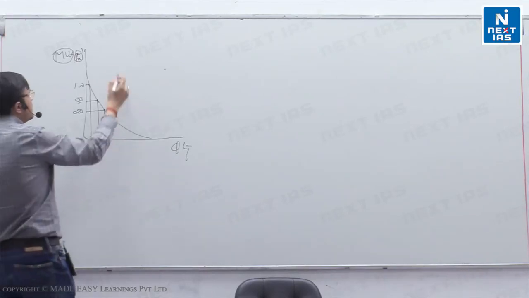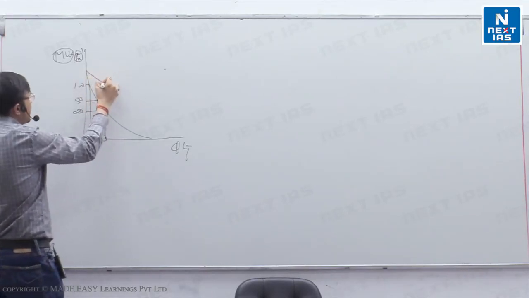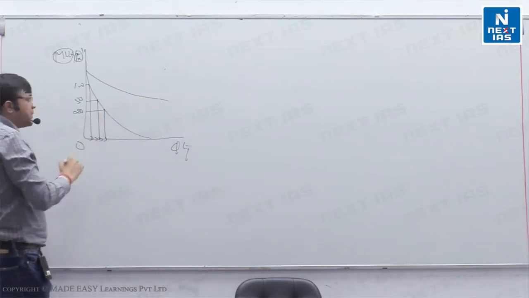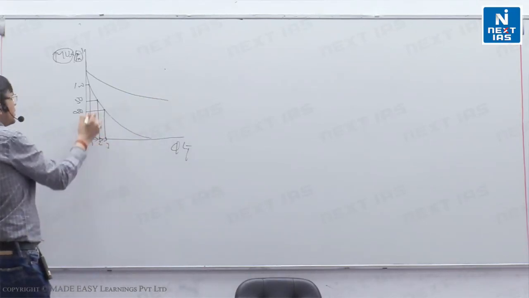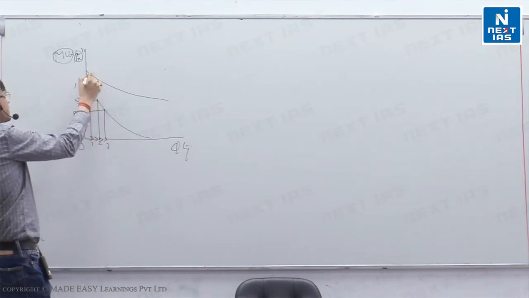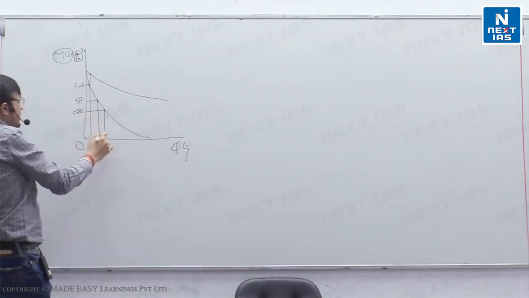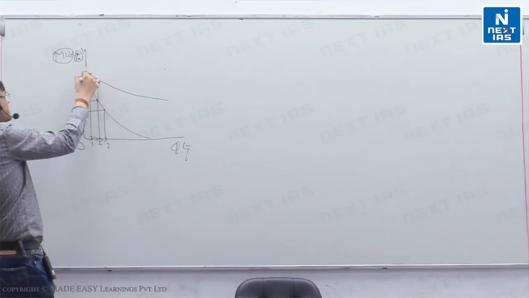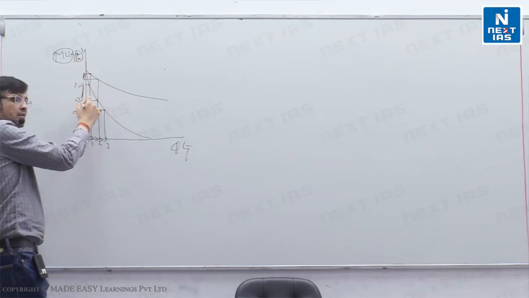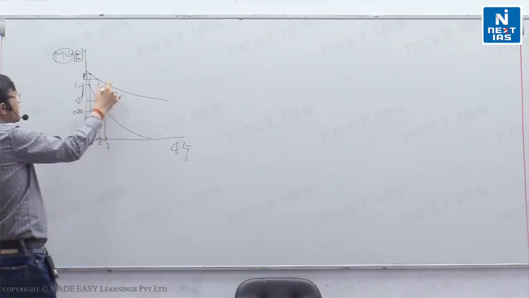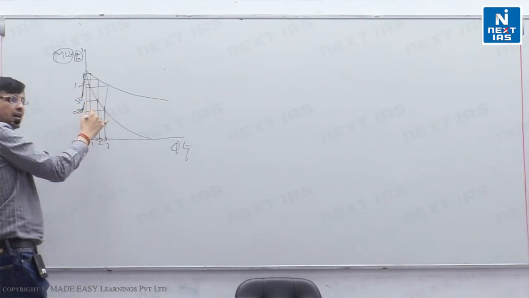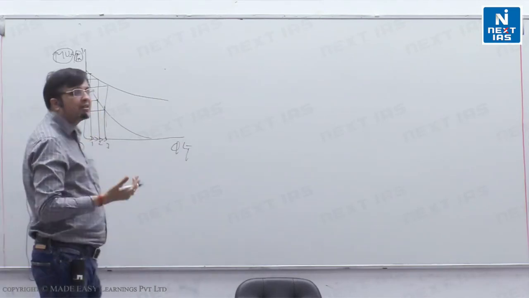On the other hand, if in the same place I draw a flatter curve, then that means that on the first unit, my MU was still relatively higher. On the second unit, my MU fell, but not as much as what it did for the first. For the third unit, my MU fell, but again not as much as what it did here. You see that? So that is the meaning of steeper and flatter.